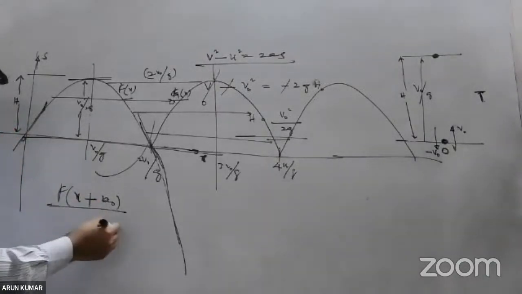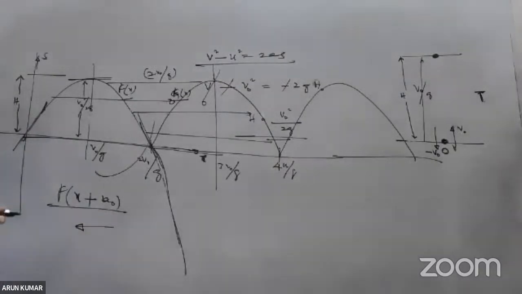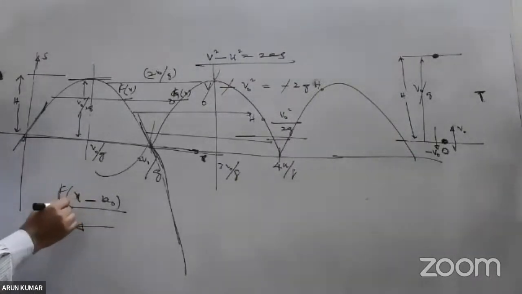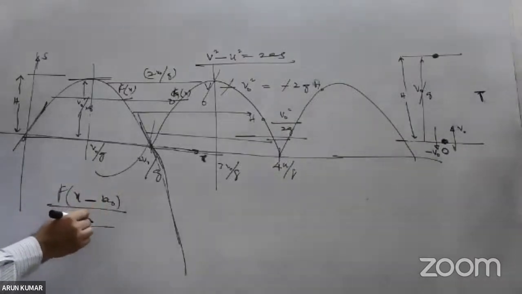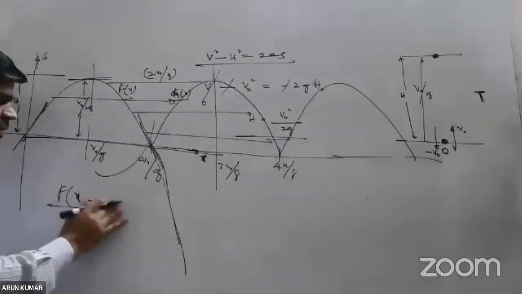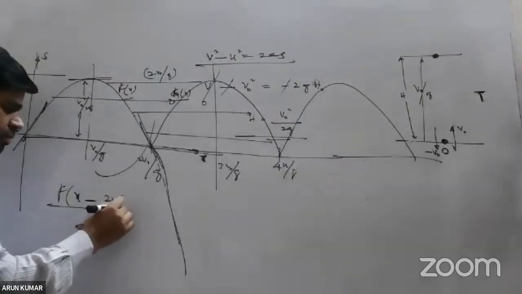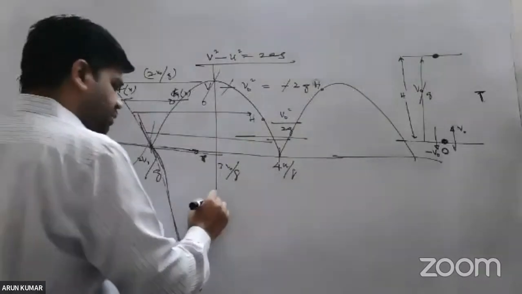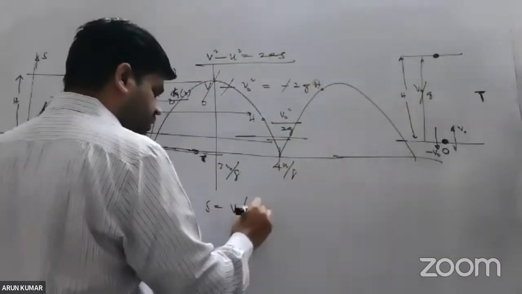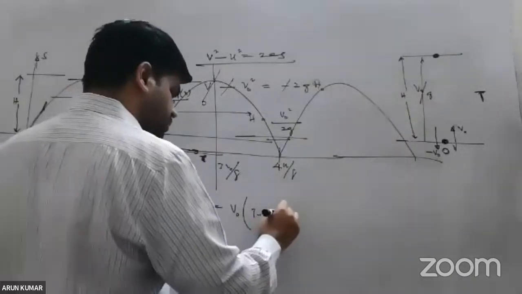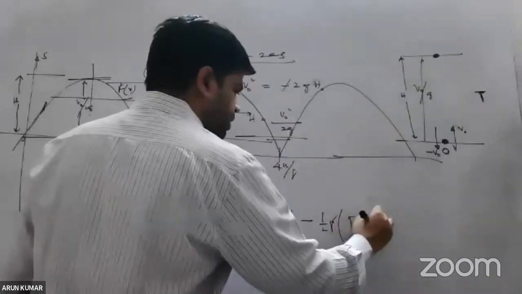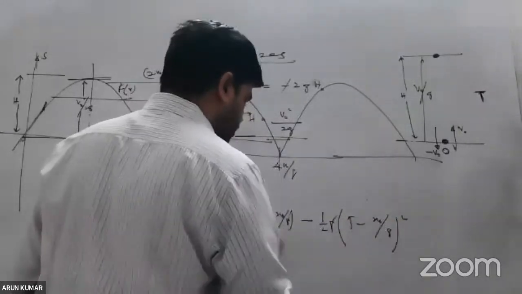f of x plus a would be towards left. I've proved it in basic math. That you have to remember. f of x plus a is towards left. f of x minus a is towards right. And this is moved towards right, so it is x minus a. And how many units is it moved by? a is 2v naught by g. So I've got f of x minus 2v naught by g. So I've got s is equal to v naught times (t minus 2v naught by g) minus half g times (t minus 2v naught by g) whole square.